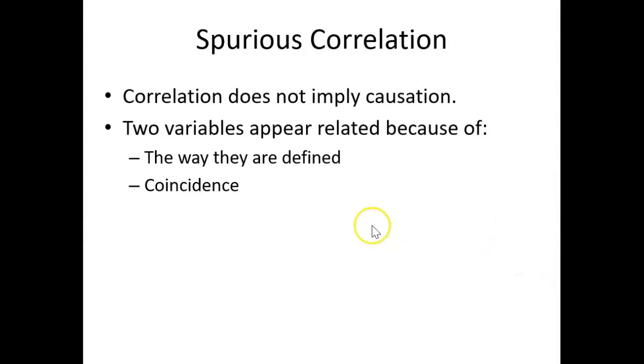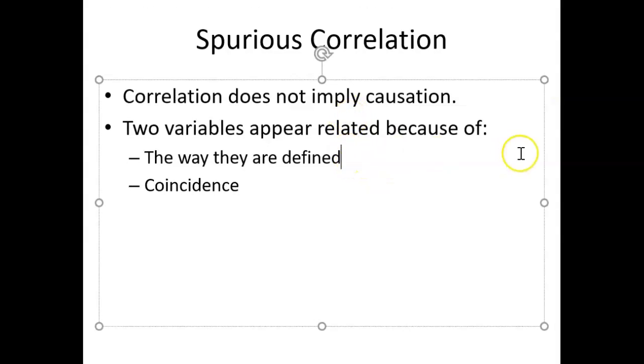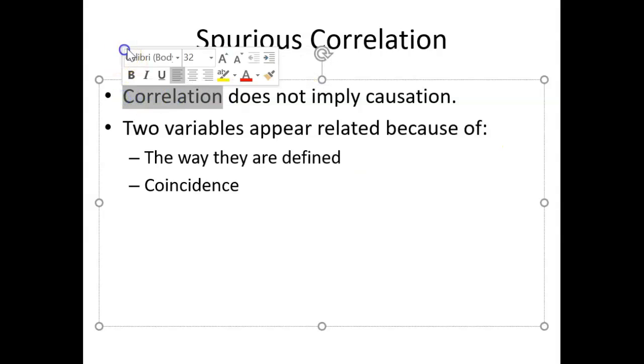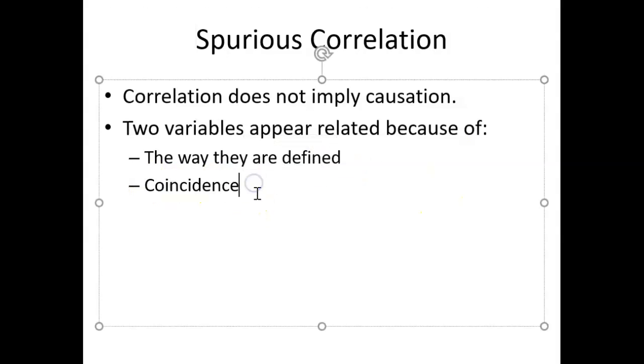Okay, spurious correlation. Remember, we talked about regression models don't prove causality. You're basically measuring correlation. We might need some theory or some other aspect of the underlying relationship to suggest causation, but you can have correlation between two variables that's for no reason at all, and that's known as spurious correlation. They can be related simply because of the way they're defined or measured, and also simply because of coincidence.